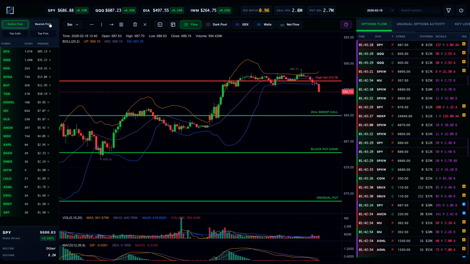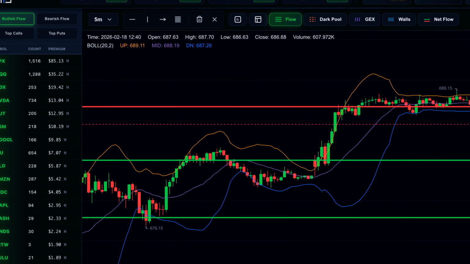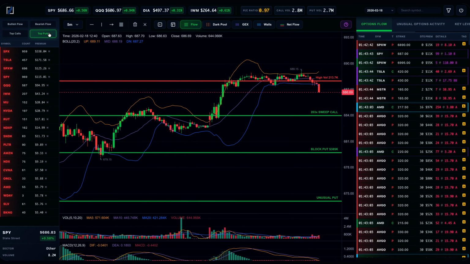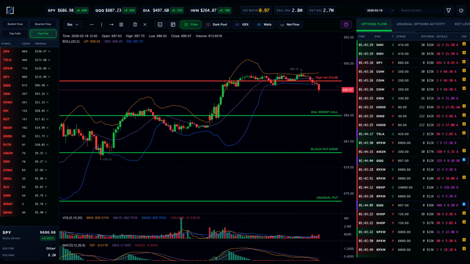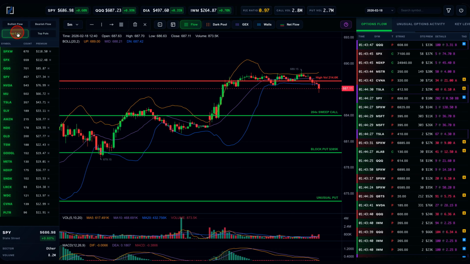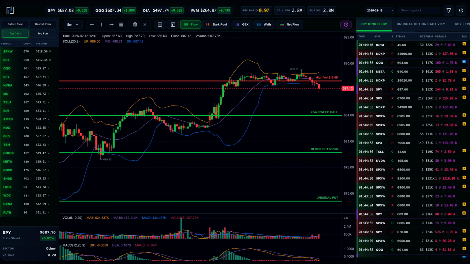This helps us see which symbols have the most positive or negative net flow. Top calls and top puts show where the largest amounts of money are going for calls and puts. This list updates during the session. We use this information as a resource, not as buy or sell advice.